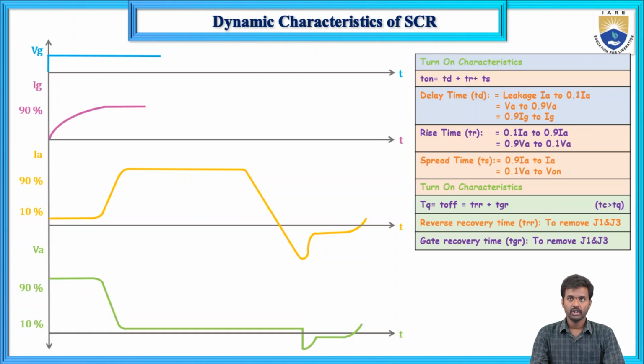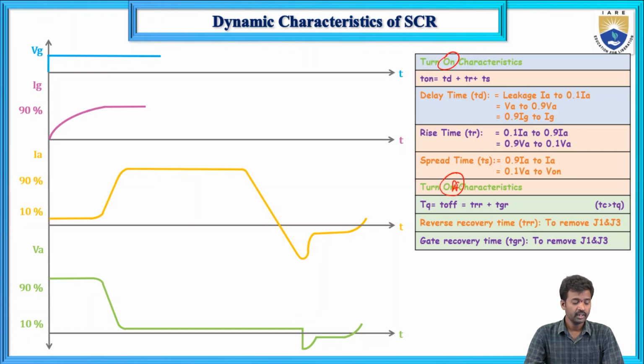Now the dynamic characteristics. Dynamic characteristics means switching characteristics, that is, the turn on and turn off characteristics. First, the SCR acts as a switch. It can be an open circuit and it can be a short circuit. Therefore we need to study the turn on and turn off characteristics of the SCR.